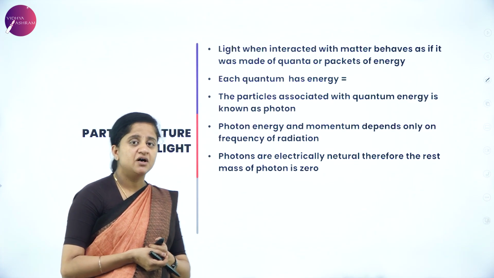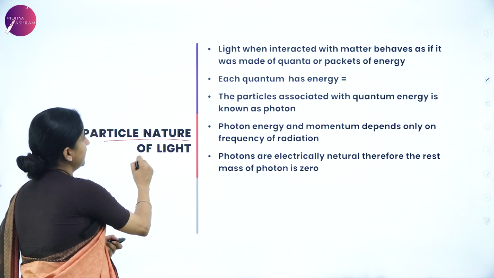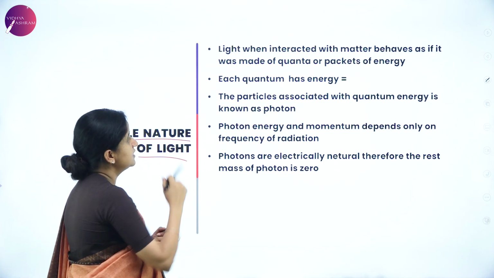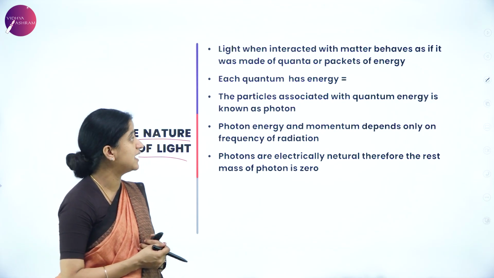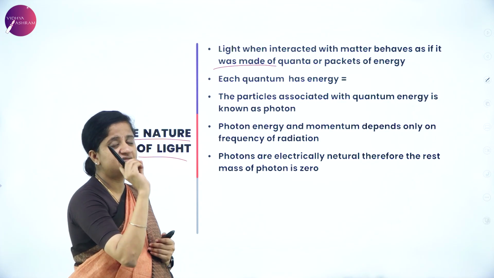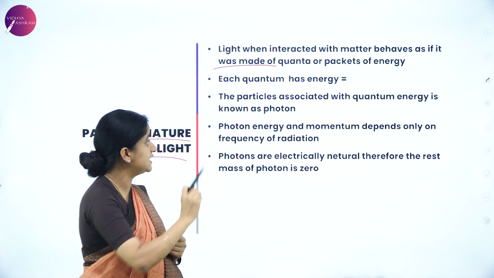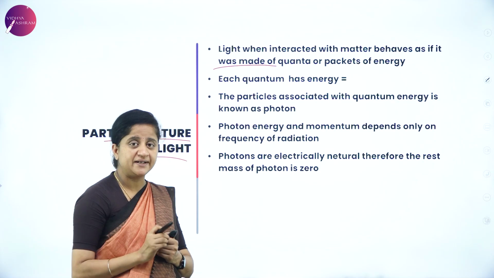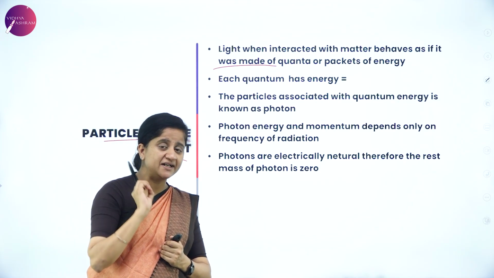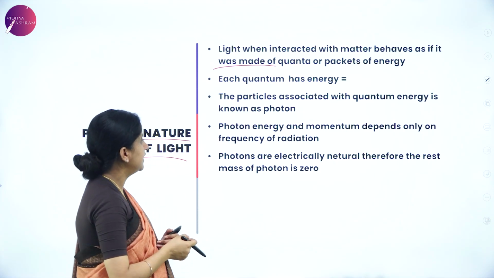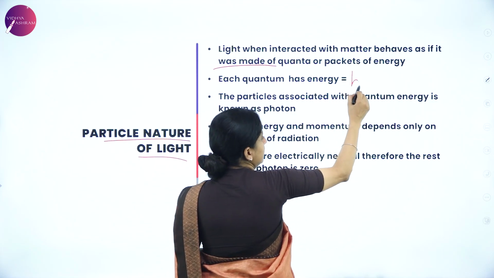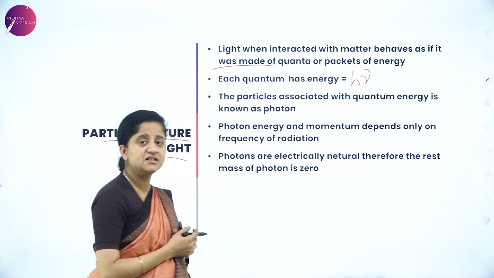Now we shall study about the particle nature of light. So when can we observe that light has a particle nature? Light, when interacted with matter, behaves as if it was made up of quanta, which means a small package of energy. Light is made up of photons, which are nothing but quanta, small packages of energy. So each quantum has energy h nu, where h is Planck's constant and nu is its frequency.